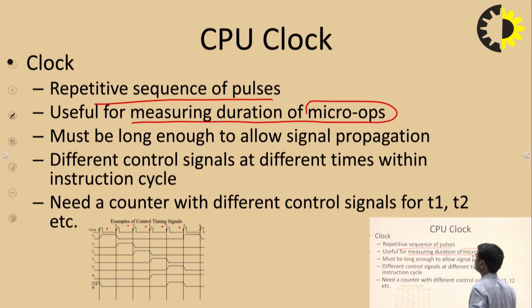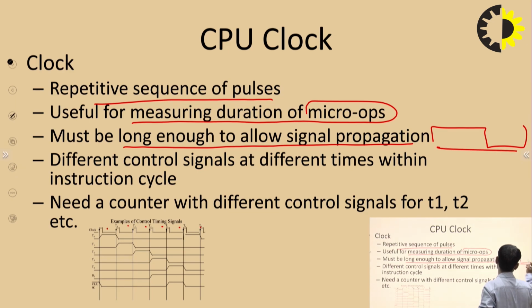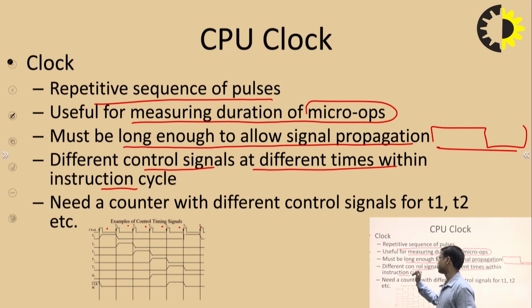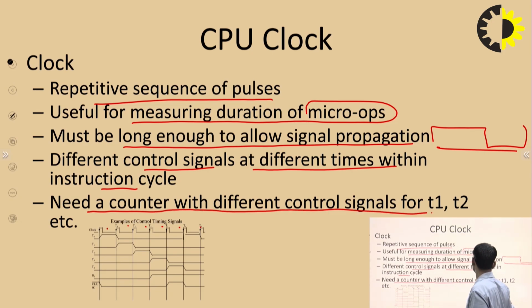So why is it used? It is used to refer to the time duration for which the micro operation will execute, and it must be long enough to allow the signal to go. Now this clock pulse should be long enough that in that period the particular micro operation is complete, because there is a transfer of data from one point to another point. So the signal is transferred. Okay, so different control signals at different times within the instruction cycle are executed by using this CPU clock. We need a counter with the different control signals for T1, T2 and T3.